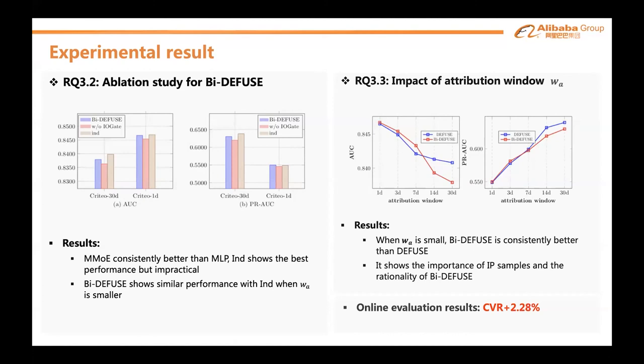Now, let's see the inference of different attribution windows. The performance of Bi-DIFUSE may degrade with long WA. Results reported in this figure show that Bi-DIFUSE achieves better performance with smaller WA, since smaller WA not only makes the unbiased prediction of IP more important, but also implies smaller challenges to estimate Zx and predict DP, which greatly amplifies the advantages of Bi-DIFUSE. We also applied Bi-DIFUSE in our online scenario and observed a steady performance improvement in terms of CVR.